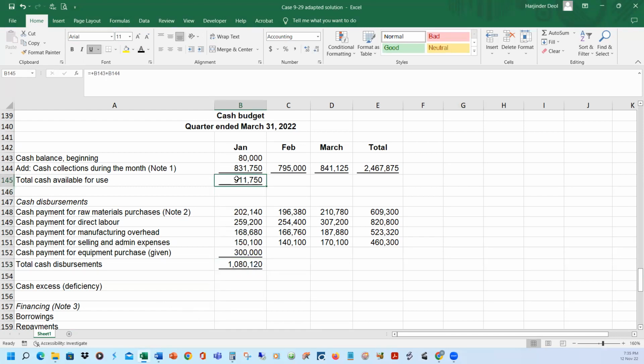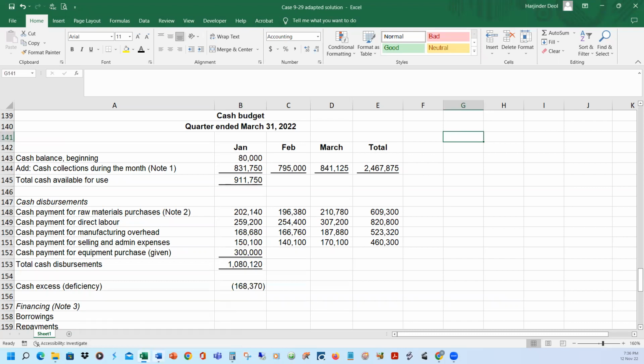Now, certainly we don't have enough cash available. That means because our payments are expected to be higher than the cash available, the company is going to be in a position of cash deficiency. It's going to be deficient $168,370. And this means we will have to go and borrow money to make up our cash shortfall.